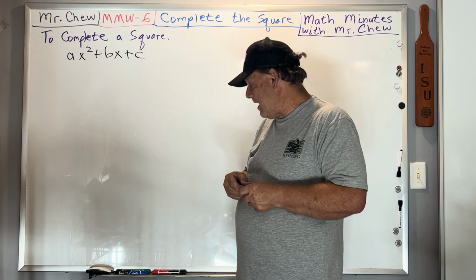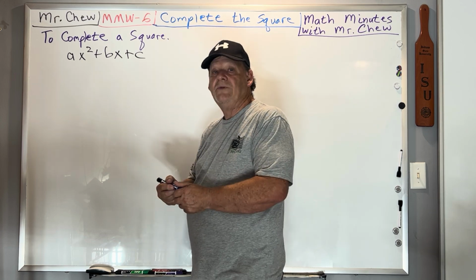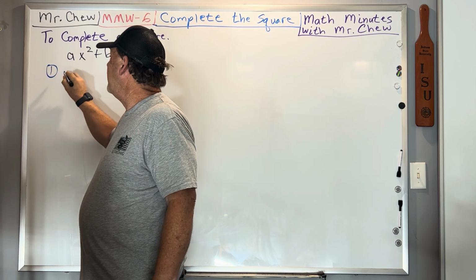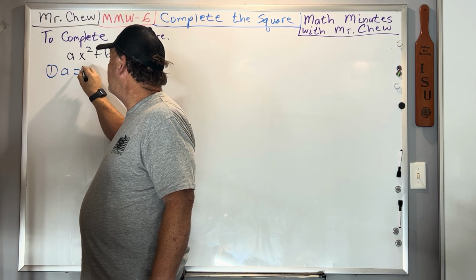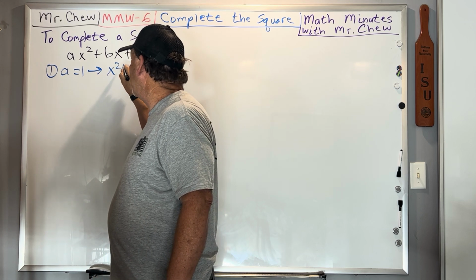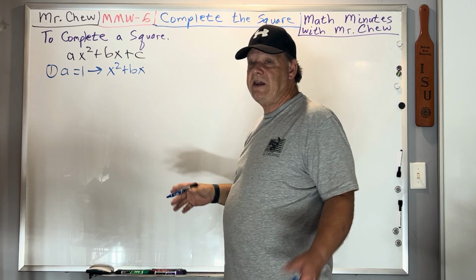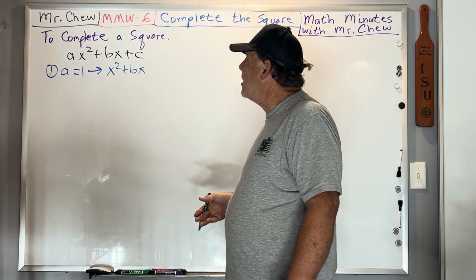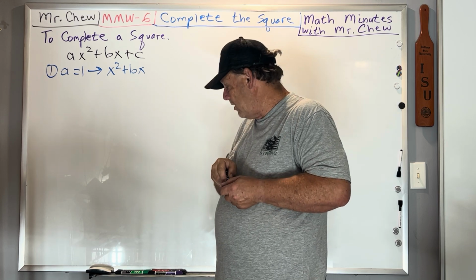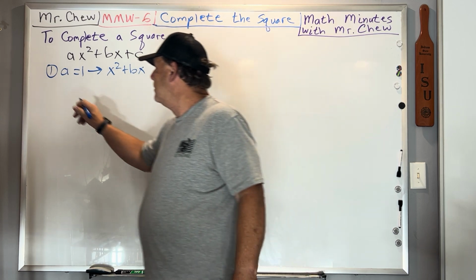So on your first step, you must have a equals 1. So in step 1, a must equal 1, which means I'm going to have an x squared plus a bx. Now, you can have a plus c here. That's just a constant. That's just a number. But this is what your variables need to look like. All right?